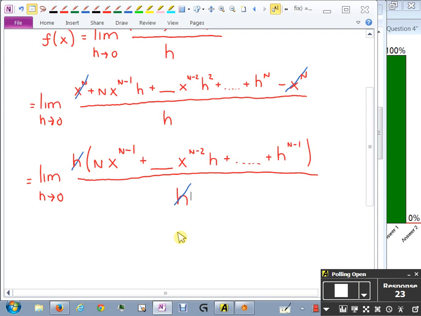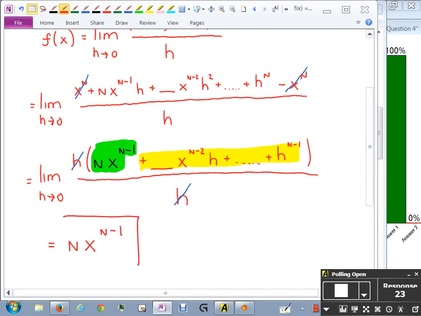And now, what's going to happen if I let h go to 0? Everything dies off except the first one, right? Because this one has an h in it, the next one has an h in it, the next one has an h in it. They all have h's. All the ones on the tail. Everything from this plus all the way down forever. I know all of those go to 0. All of them. Which leaves me with just this. And if that's the case, then after I let h go to 0, the answer is n x to the n minus 1. And this is the power rule that some of you are very eager to use, right? This is where it comes from.